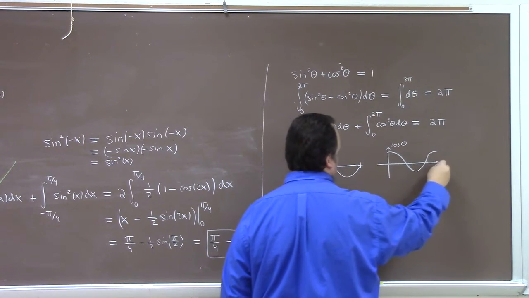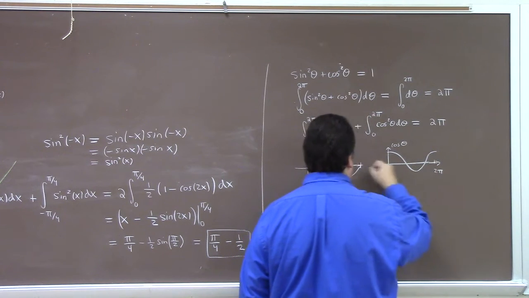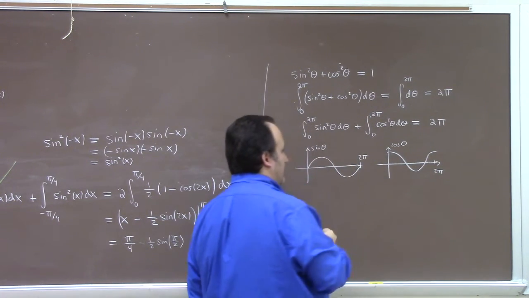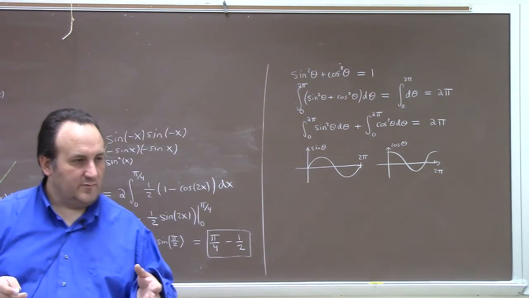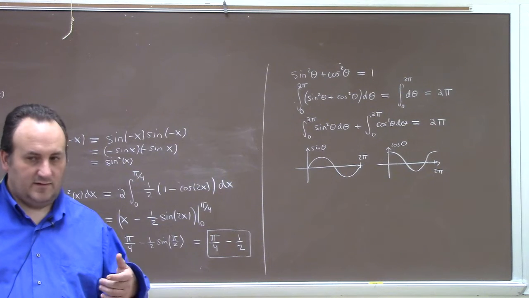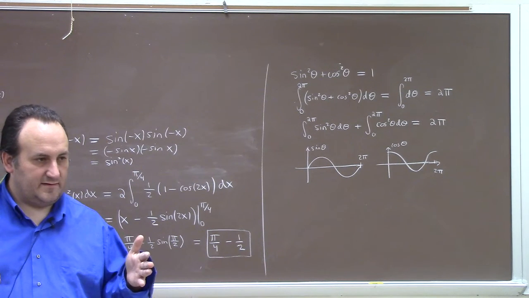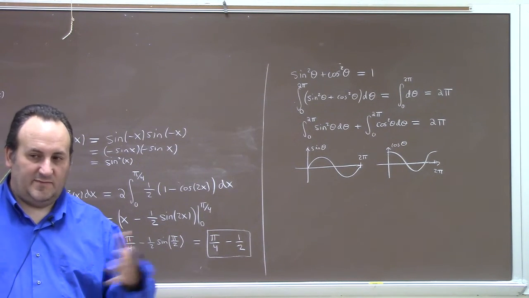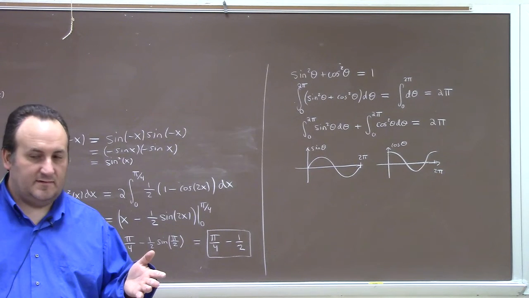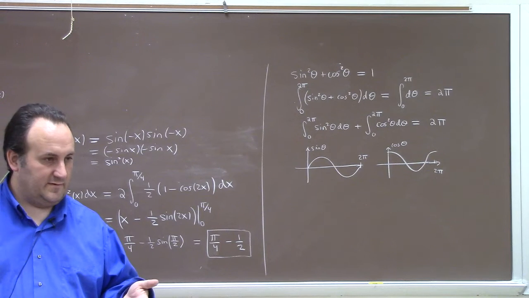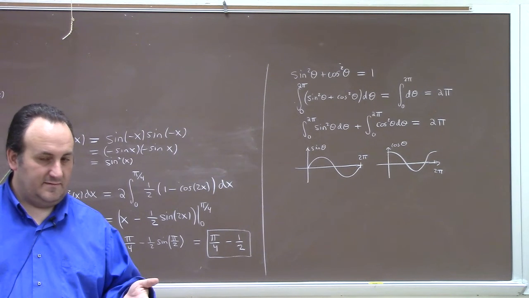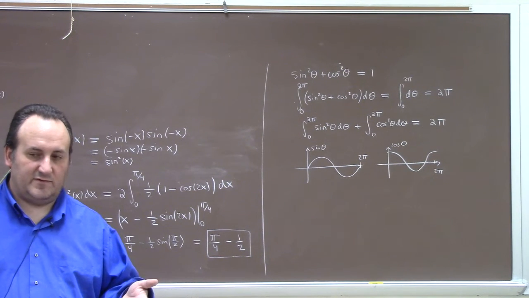So think about going from 0 to 2 pi. The values which sine and cosine take on over the entirety of the 2 pi period, it's the same set of values in the same shape. And then you're squaring them, right? So should these two integrals that I've just written be different? No, they should be equal.